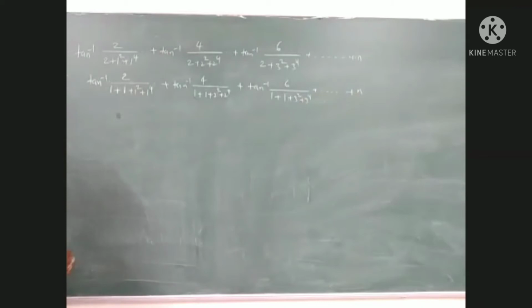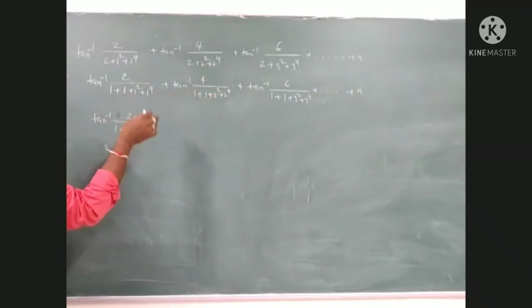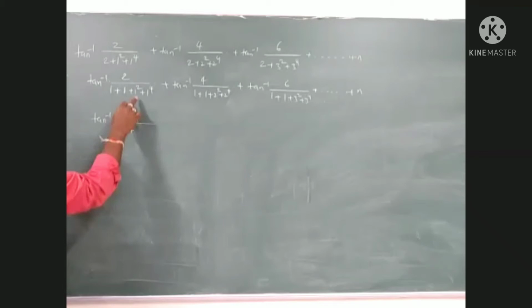Now I will write the general term. 2 is there, then 4 is there, 6 is there. So it means 2n form. Can I write this in 2n form? And the 1 is everywhere 1, 1, 1 only. So the first 1 stays, the next can be written as n square, and this can be written as n power 4. Can I write like this?